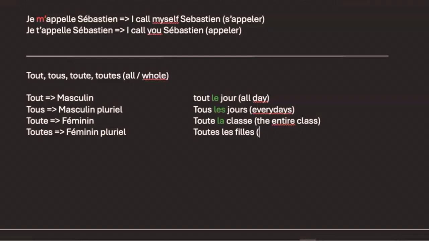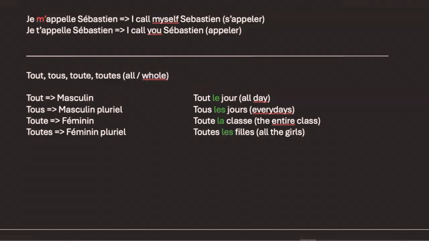All the girls. You can see it's plural, but it's feminine because "filles" means girls. And you see, two, how do I pick here? Well, it's easy. I look at what's after: masculine singular, masculine plural, feminine, feminine plural. This way, it's going to match one or the other. Okay? Ça marche. And so that's it.